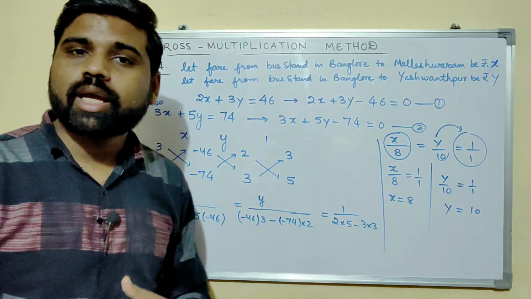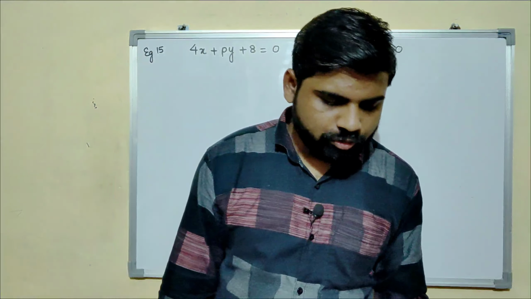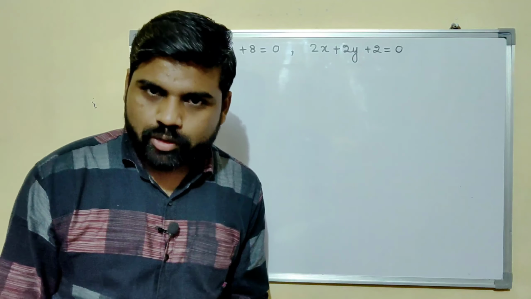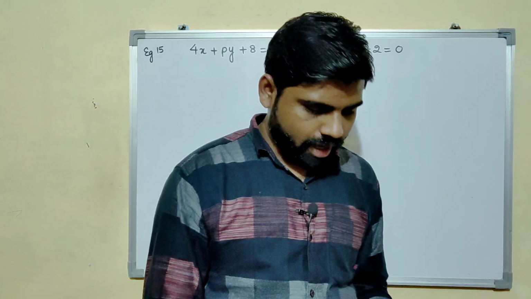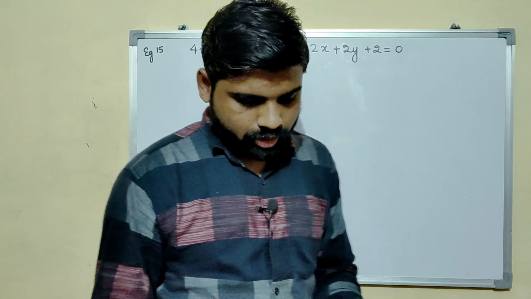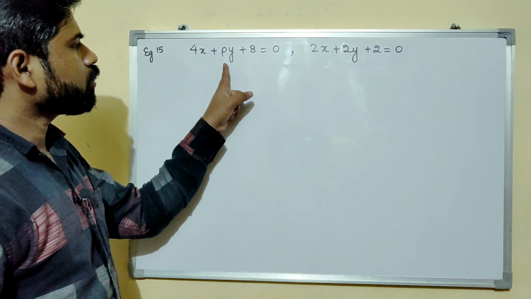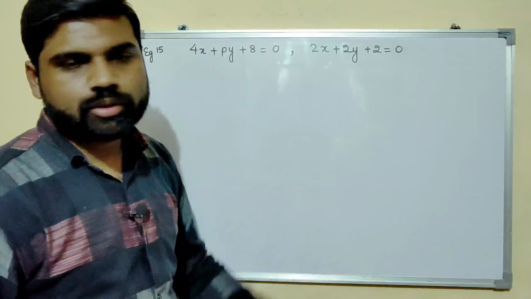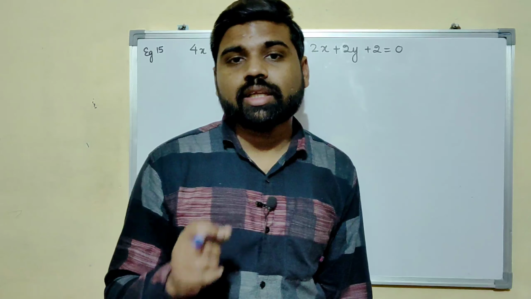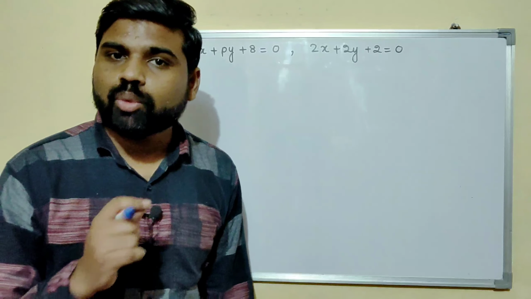Now let us see example number 15. Example 15 says, for which value of p does the pair of equations given below have a unique solution? The equations are 4x plus py plus 8 equals 0 and 2x plus 2y plus 2 equals 0. Now they are saying that these two equations have a unique solution.